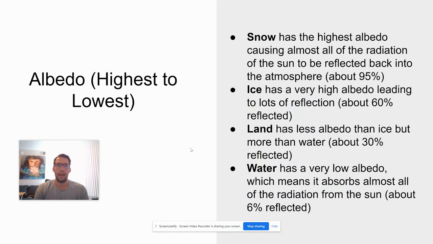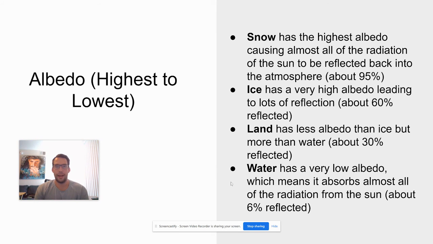So albedo from highest to lowest. Snow has the highest albedo. It's going to reflect about 95% of the radiation from the sun. Ice is pretty close. It reflects about 60% of the radiation coming in from the sun. Land is not as good. It's going to reflect about 30% and absorbs on average about 70%.